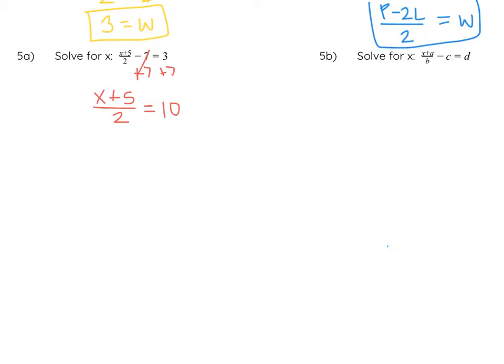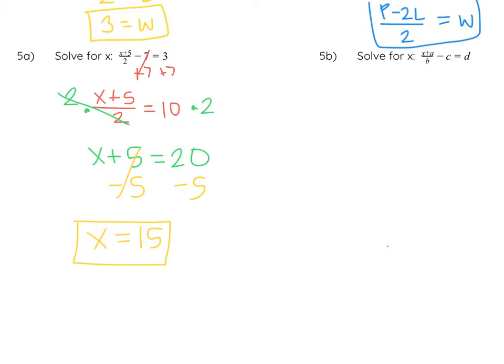Now what I want to do is get rid of that fraction because I can't mess with the plus 5 because it's all divided by 2. I'm going to undo dividing by 2 by multiplying both sides by 2. I'm left with x plus 5 equals 20. And now the last step I need to do to get x by itself is subtract 5 from both sides. So x equals 15.